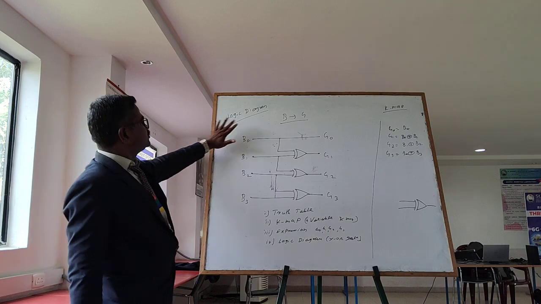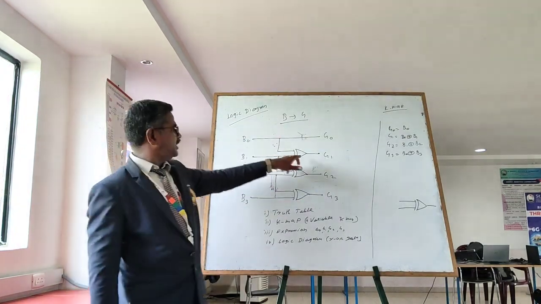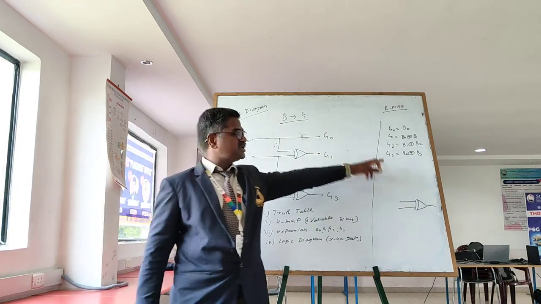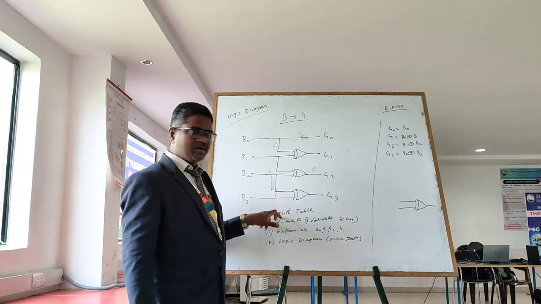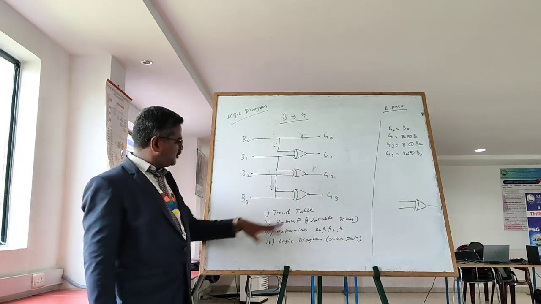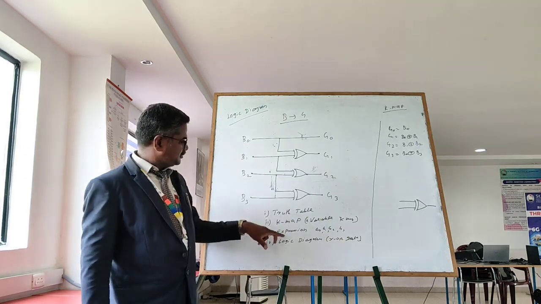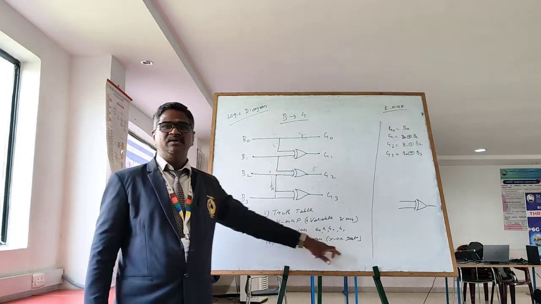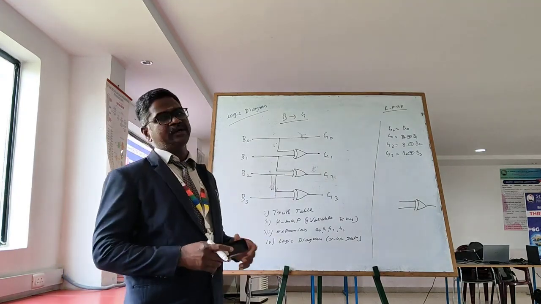So clear? So binary to gray code. These are the inputs. These are the outputs. How I am getting this logic diagram from the expression, how I got this expression from the K-map, from the truth table. So you have to follow: first form the truth table, from the truth table the K-map, from the K-map the expression, from the expression the logic diagram. So this is how we are converting binary into gray code.